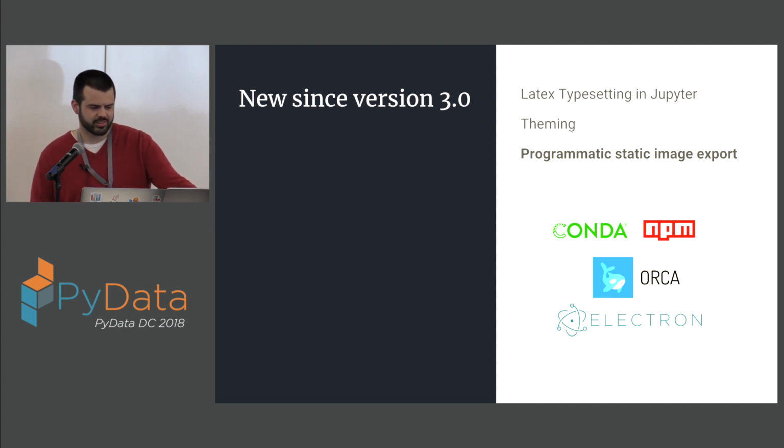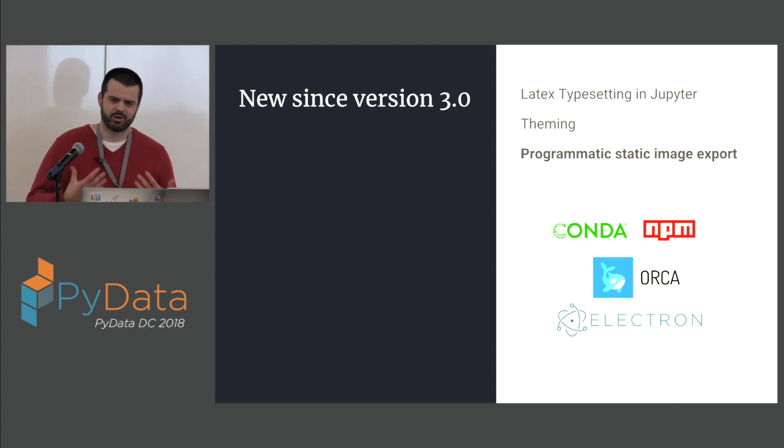The next one I want to talk about is programmatic image export. So this is a really complicated problem for JavaScript-based visualization libraries, how to convert your nice interactive diagram into a high-quality static image, because you need a browser to do the rendering somewhere, and browsers can't write to files directly. So there's a lot of considerations here. The solution that the Plotly team came up with, I'm really excited about.